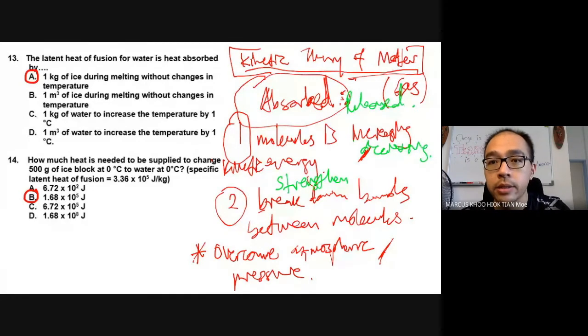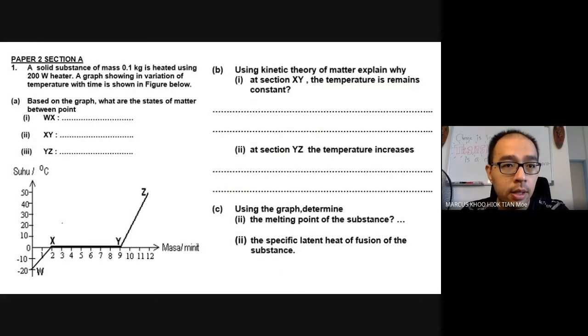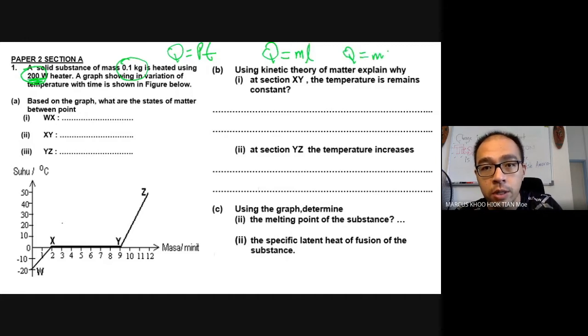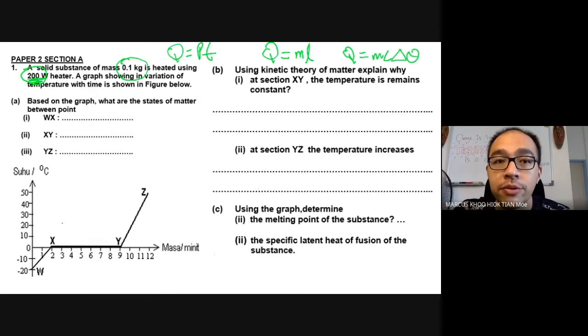All right, so let's begin. A solid substance of mass 0.1 kg is heated using a 200 watt heater. Whenever you see these 200 watts, you need to think about Pt, because Q equals Pt, the amount of energy. Since we're talking about specific latent heat, Q equals ml, and if there is an increase in temperature, it will be Q equals mc delta theta. Be aware of what information is required to find the heat energy.